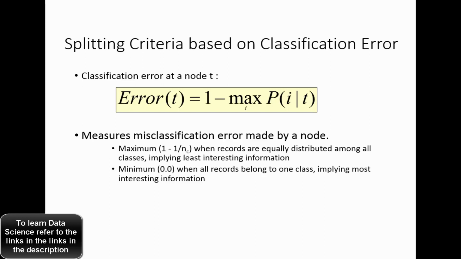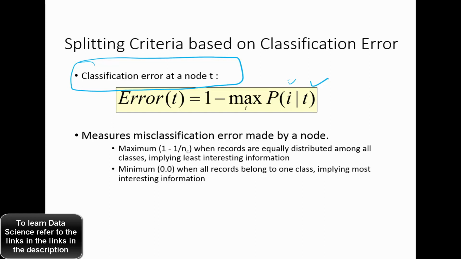The third one we have seen is classification error, right? Apart from Gini and entropy, you can also use classification error. Classification error at node T is nothing but 1 minus the maximum of the probability of Pi given T. T is just the node and i is the number of classes, the probability of happening of the class. So you use misclassification error by the node.